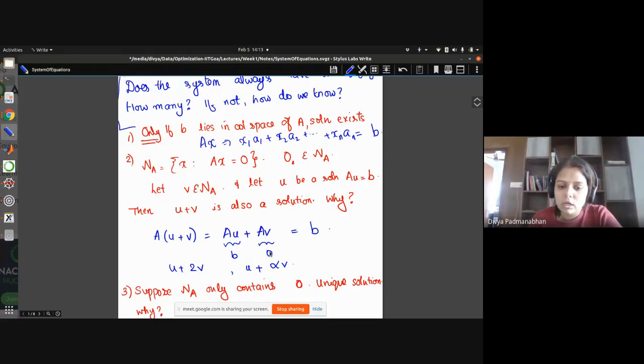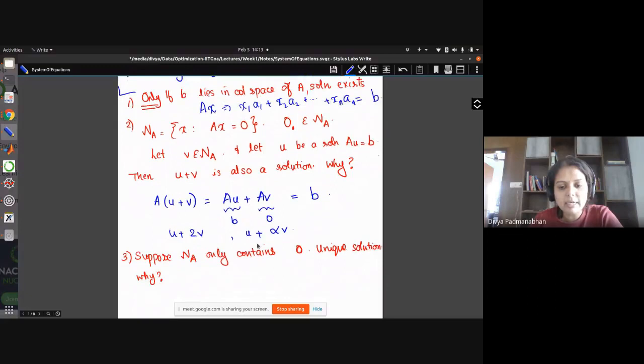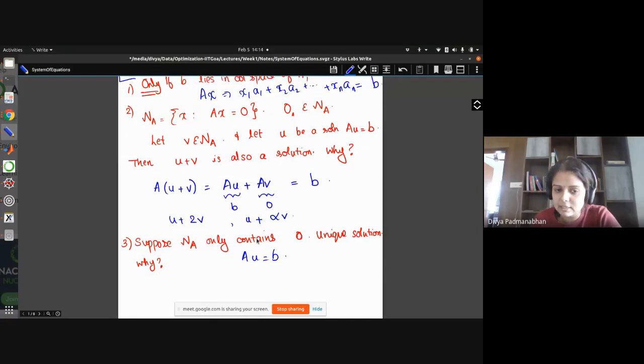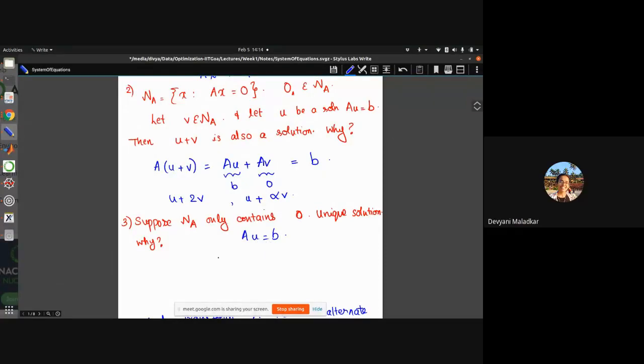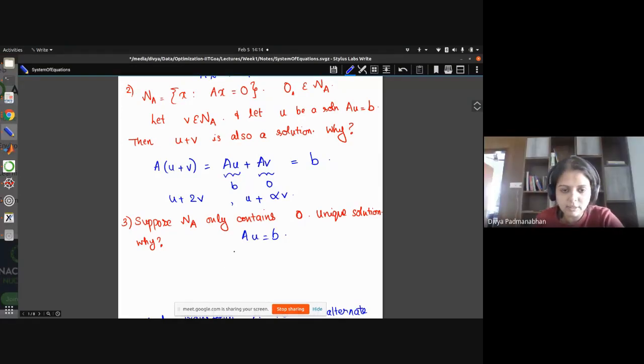This is the case when the null space has something other than the 0 vector. Now suppose the null space only contains the 0 vector, then it turns out that the solution is going to be unique. Suppose the null space only has 0, and of course you have AU equals B. Then it turns out that this is the only solution. Any thoughts on why that's the case? If you had two, you could just subtract them, and if they're not equal, then you'd find another vector inside the null space. Yeah, exactly.